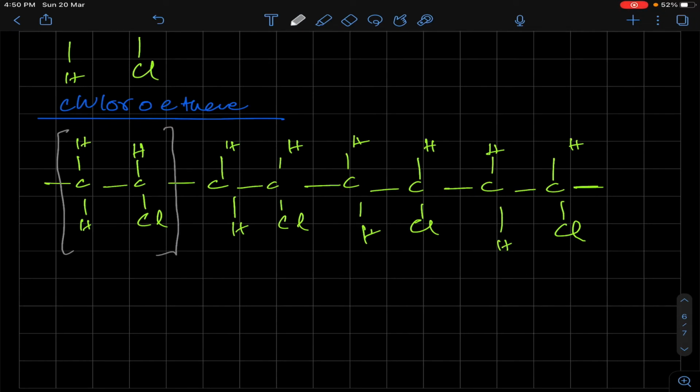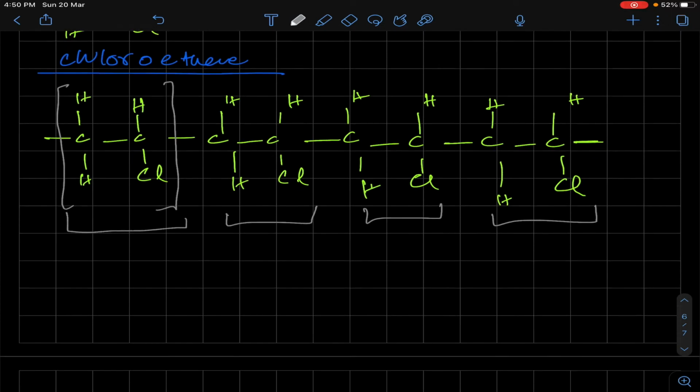This is the pattern which is repeating again and again. Let's suppose this is the pattern, and we have the same pattern repeated here, and again here, and again here. So the pattern which repeats itself again and again in a polymeric chain is called the repeating unit. So in most of the questions they ask you to identify the repeating unit in the polymeric chain. So this is the repeating unit, right?